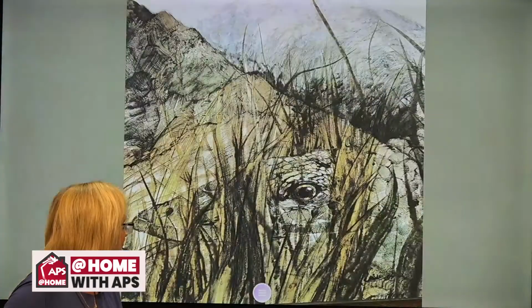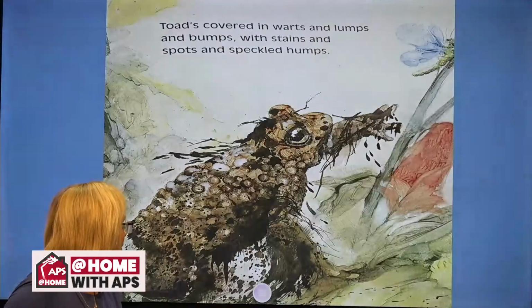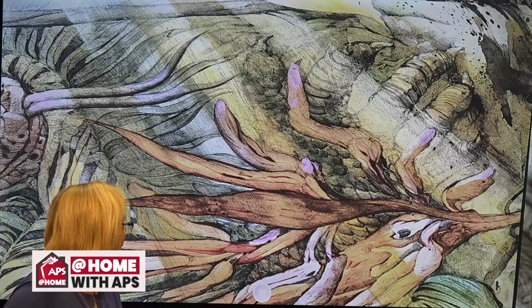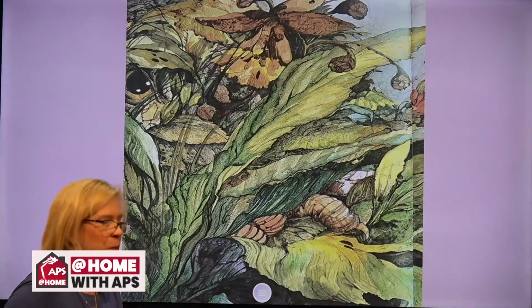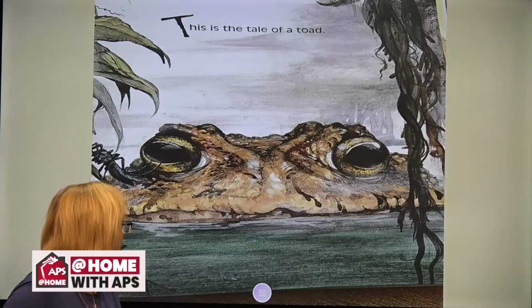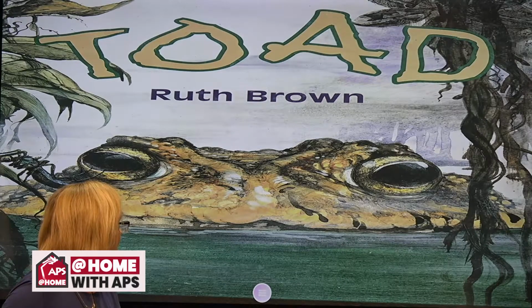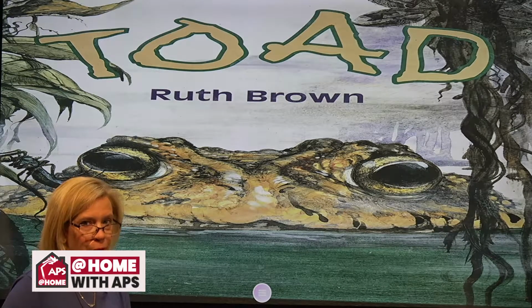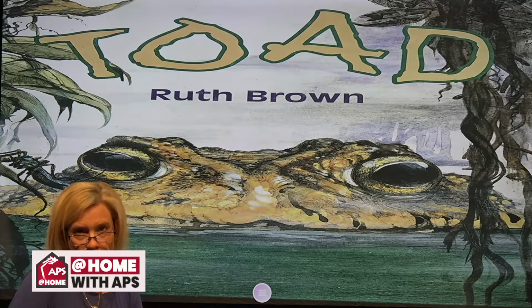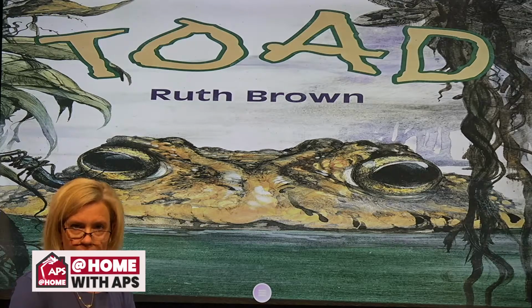I'll get back to the beginning and show you the cover of the book again. Look at all these pictures. They're just beautiful, and they're all watercolors. So our author, Ruth Brown, she does a great job with her watercolors. And you can see the writing, there's not a lot of words in this story. So it's an excellent place to start.